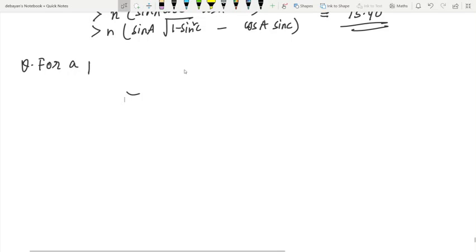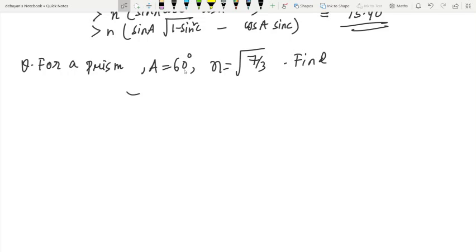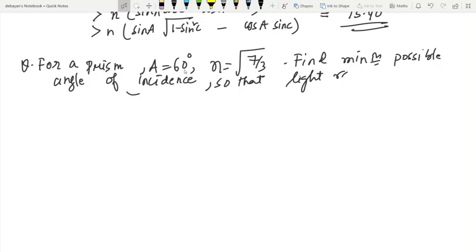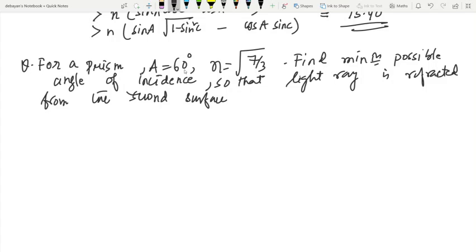So what we write is that for a prism, A equals 60 and n equals root 7 by 3, you have to find the minimum possible angle of incidence so that the light ray is refracted from the second surface, and also you have to find the maximum deviation.